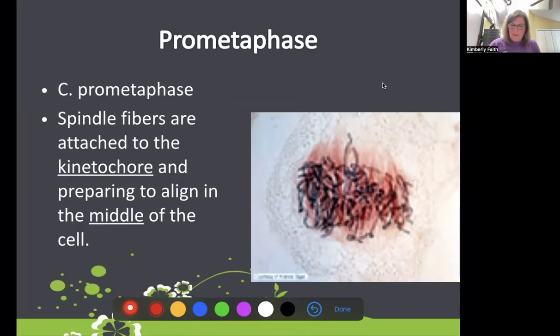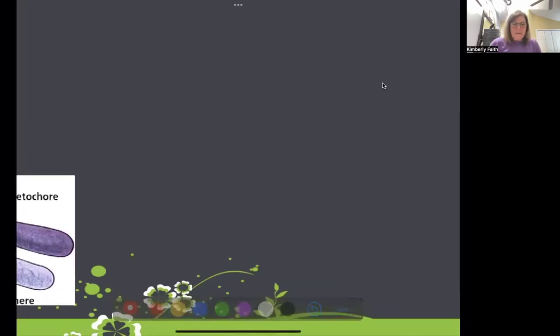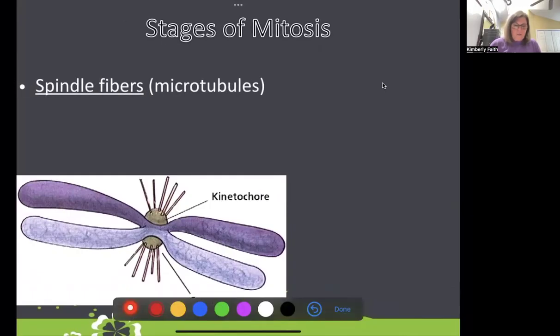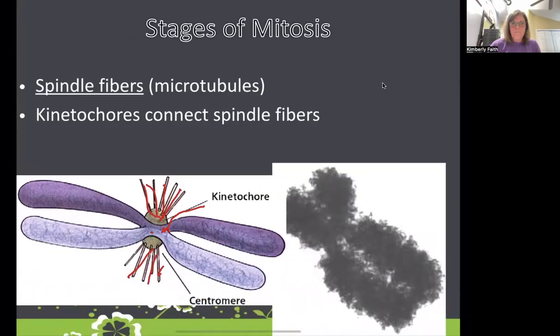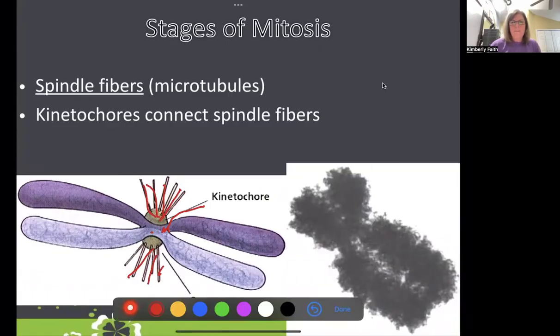So here's our prometaphase. You can see they're all kind of in the center here. They're getting ready. They're getting attached. We're playing a little tug of war, again with the spindles hooked up to the kinetochore. Now, here's that kinetochore, right? So we have that protein. You can see the spindles coming out. And then remember, the pinched-in area here is referred to as your centromere. And there's another picture.